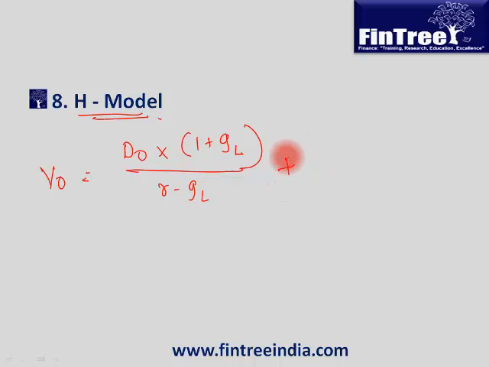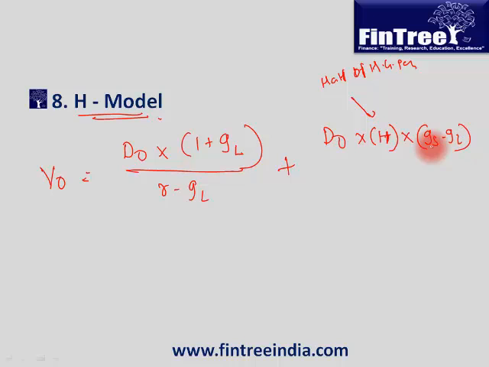What we have done here: if the dividend was to always grow at a constant rate and if there was no high growth period, then this would have been the value of stock. But because there was some high growth period, that excess value we calculate by saying D0 into H. And what is H? Half of high growth period. So D0 into H into GS minus GL, short term growth rate minus long term growth rate, divided by R minus GL again.